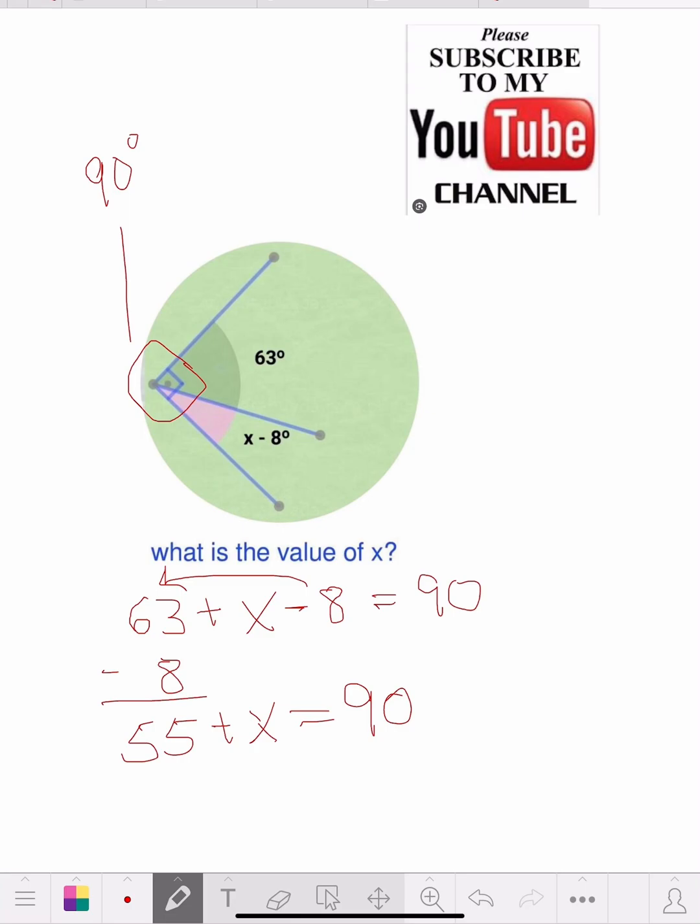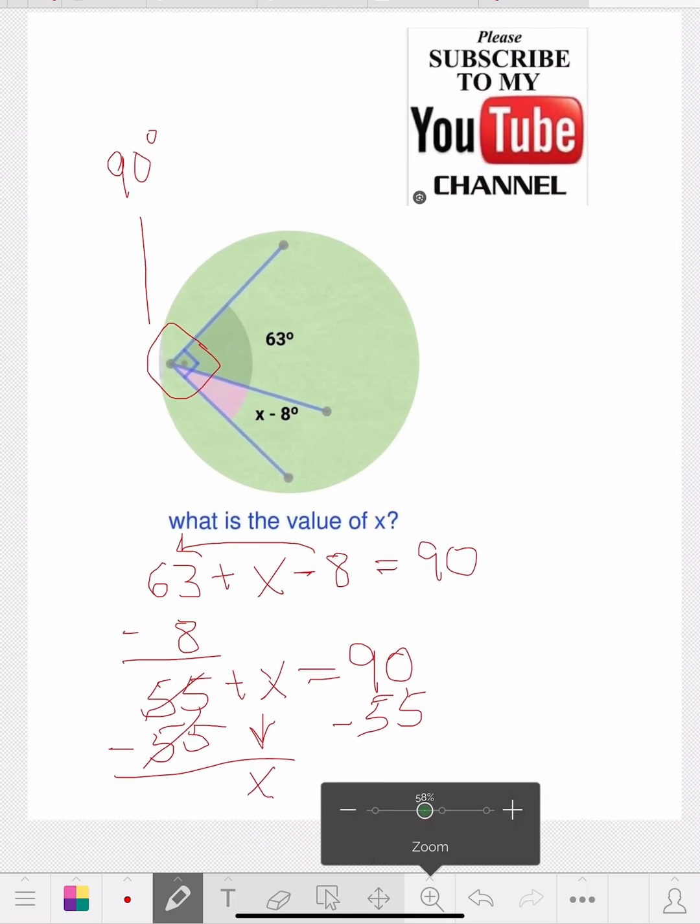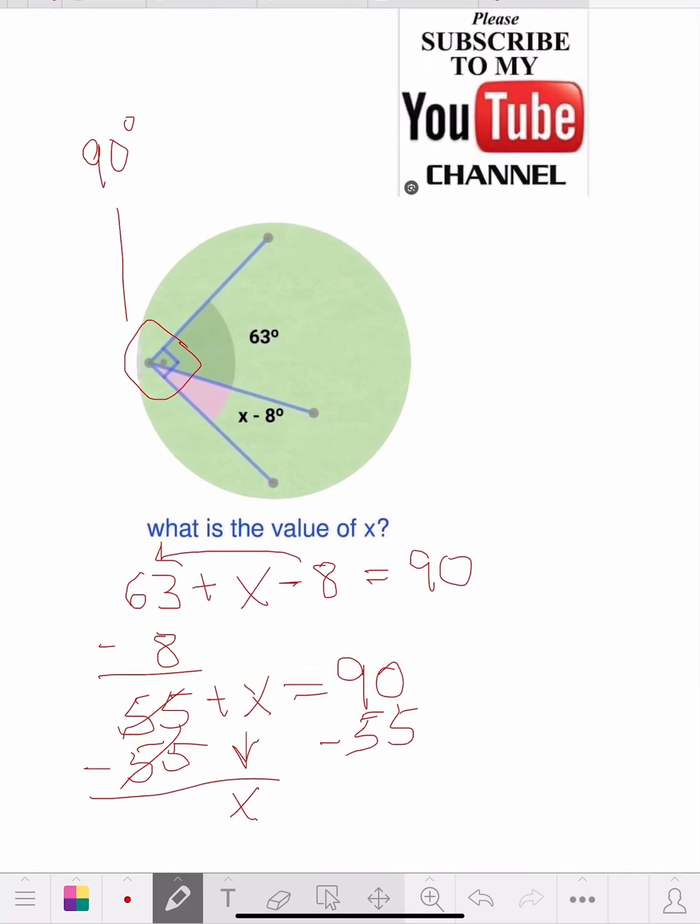Now, I still want to get x by itself, so how do I do that? I subtract 55 from both sides, because what I do to one side, I have to do to the other side. So the x comes down, and the negative 55 and the positive 55 equal 0, they cross each other out. Now 90 minus 55, we get a 5 and a 3, 35. x equals 35, and that's all there was to it.